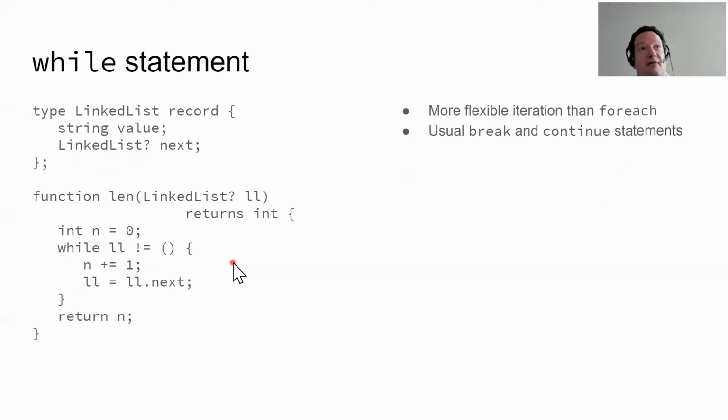As well as for each, we have while, which works exactly as in C, C++. We've got the usual break and continue statements. Here's a little example that gives me the length of a linked list, and we just iterate over the linked list. And so while is completely unsurprising.